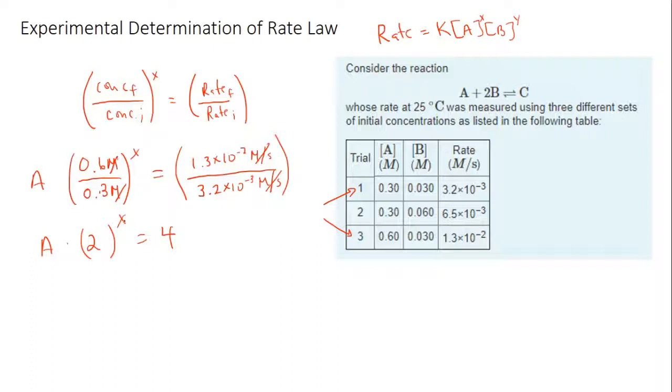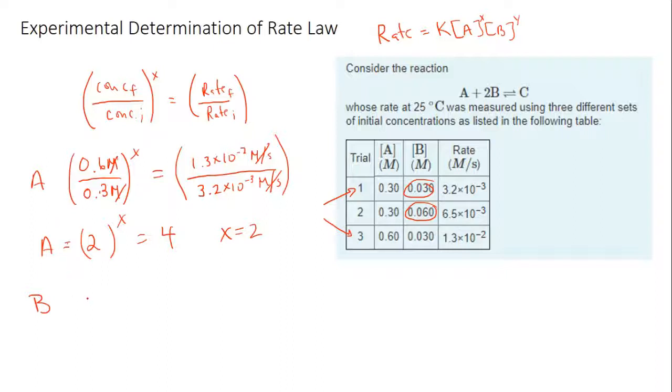Because what do we need? What would X have to be in order to make this equation equal? X should equal 2. 2 squared equals 4. And then to look at the concentration of B and the effect that has on the reaction, we would look at entries 1 and 2, because in entries 1 and 2, we're changing the concentration of B and the concentration of A is staying the same.